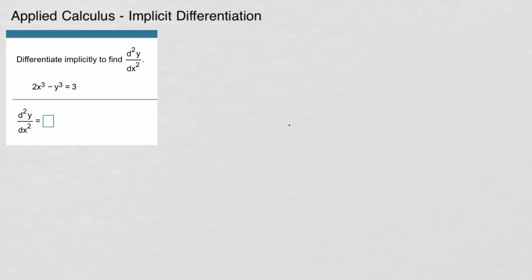In this problem, we want to differentiate implicitly to find the second derivative of y with respect to x. So I'm going to start by finding the first derivative, and my equation is 2x cubed minus y cubed equals 3. So for the term 2x cubed, the derivative is 6x squared.